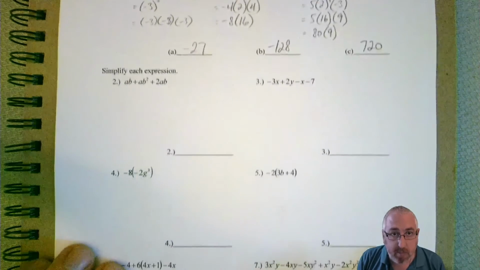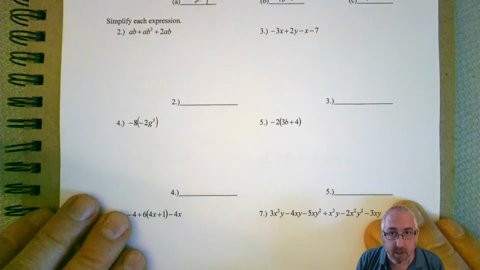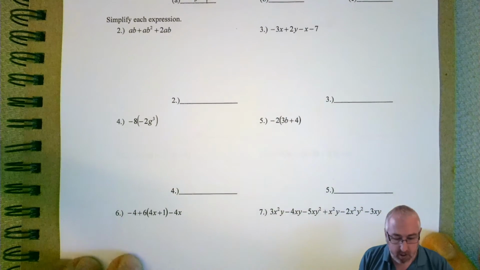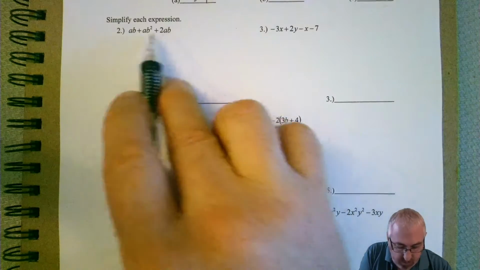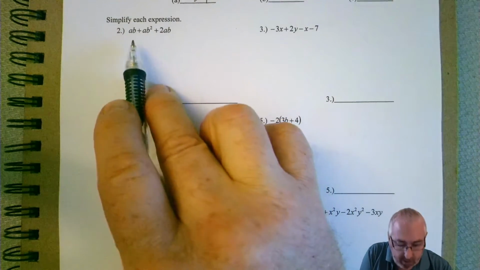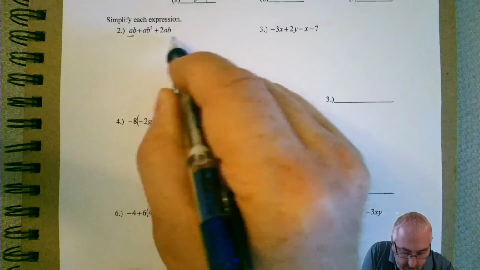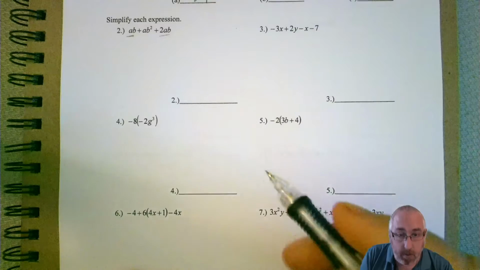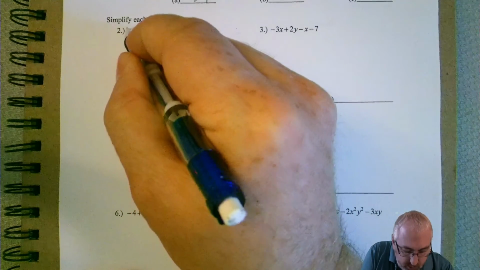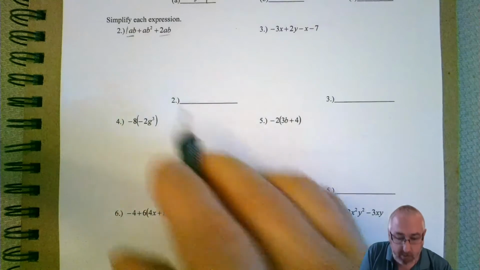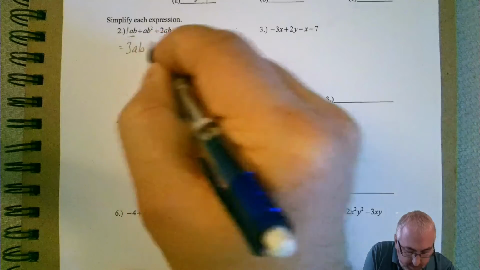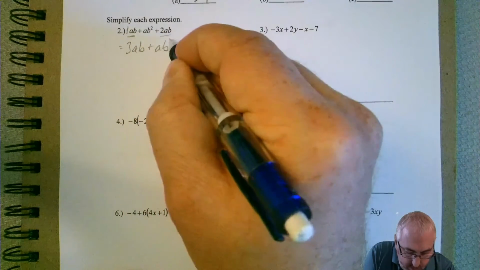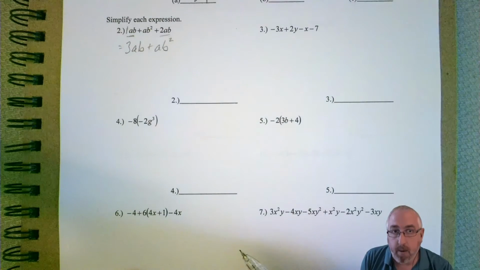Now the next batch of problems are all simplifying the expression. We got 6 of them here. The biggest thing to keep in mind is you can only combine things that have the same variables with the same powers. Looking at this first expression, the only things we can combine are the AB and the 2AB. We can squeeze a 1 in front here. So now we got 1AB and 2AB, which better give us a 3AB. And the other term we can't do anything with, so we'll just write it down.